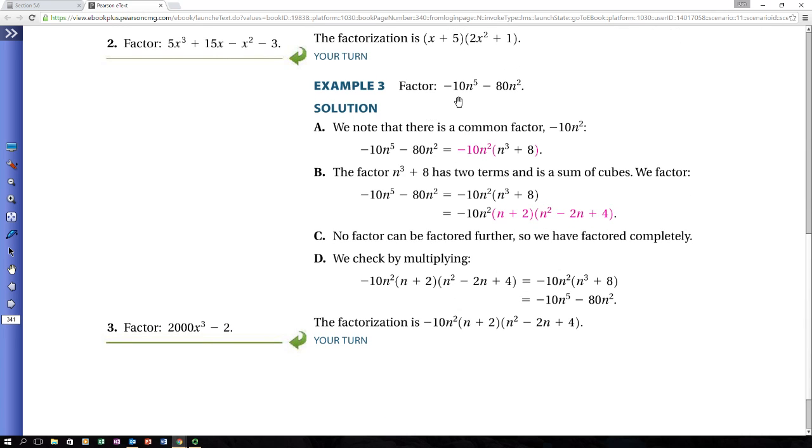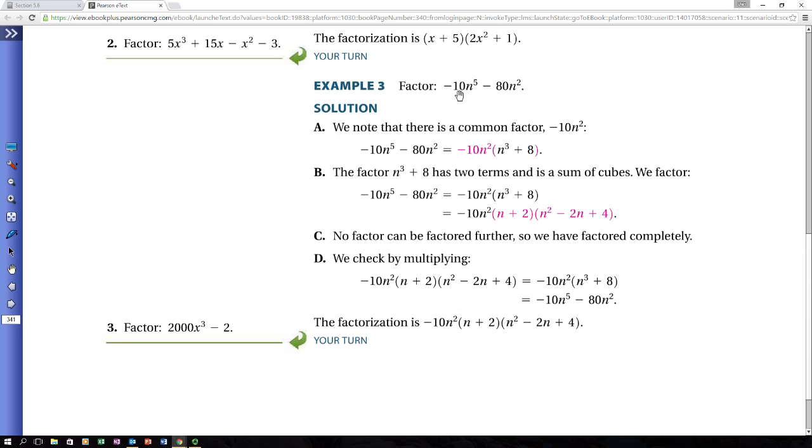Example 3, we have negative 10 n to the 5th minus 80 n squared. First thing again, look for common factors. Now they do something here which is also a nice thing to remember. We're used to the first term in most of our factoring strategies or patterns being positive. Well, I can always factor out a negative 1 and change the signs of any terms. And that's what they do.